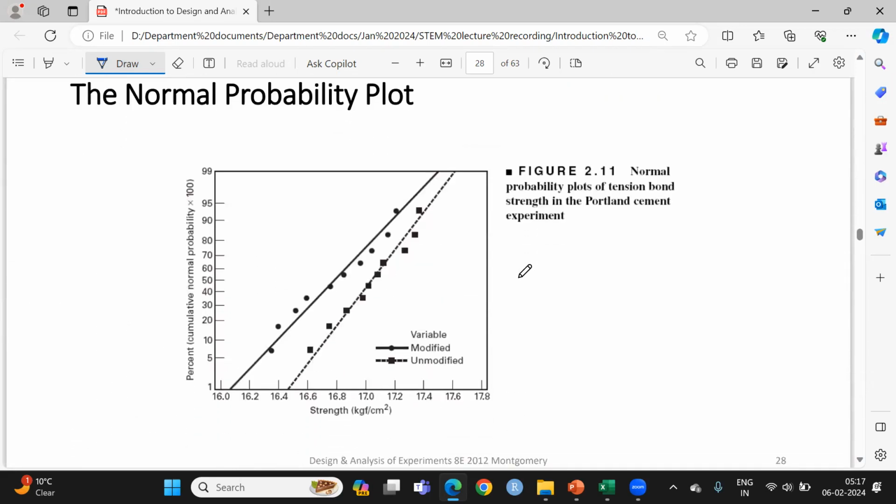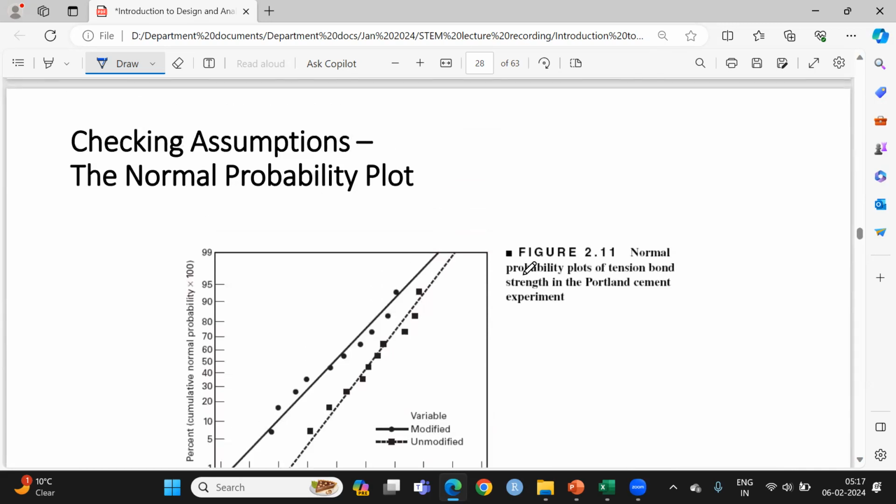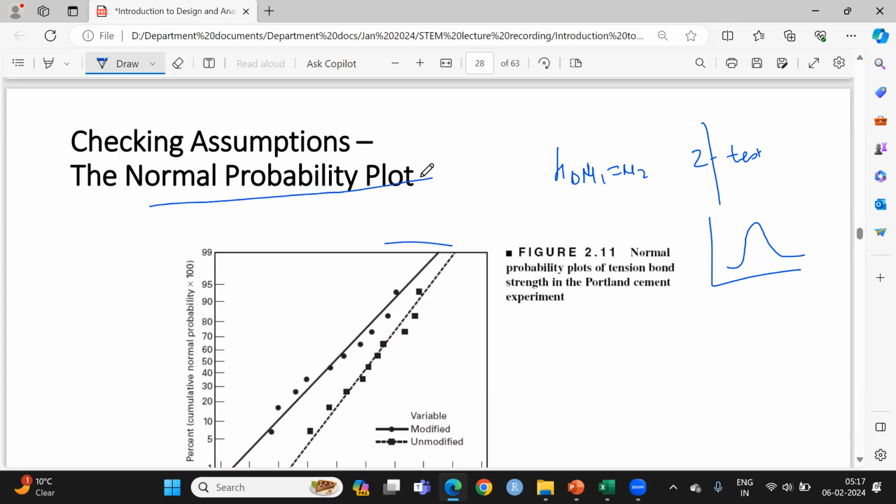After implementing this test, it is also required to check whether the assumptions we made regarding the test statistic are fulfilled or not. The first assumption, for the particular test we implement, it can be Z or T, is that our data set should follow a normal distribution. Generally we say that if the data set is a bell-shaped curve, we can go with a normal test. But if we want to do the testing properly, there are various methods available in the literature. The first method is called the normal probability plot.